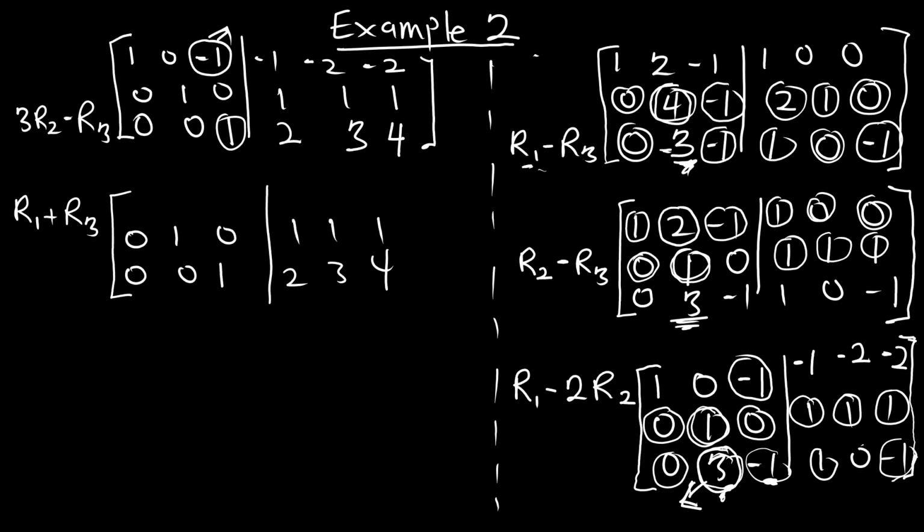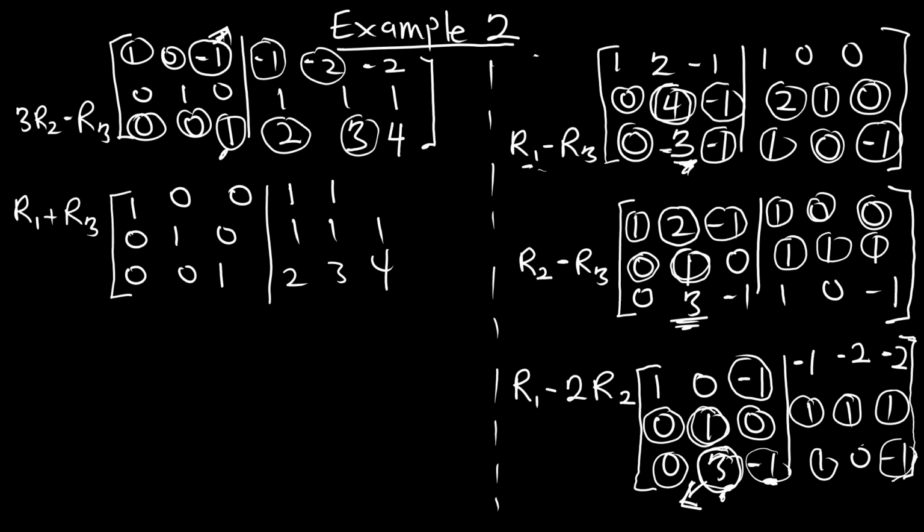On row 1, which is going to be row 1 plus row 3, so 1 plus 0, 1. 0 plus 0, that is going to be 0. -1 plus 1, that is going to be 0. So -1 plus 2, that is going to be +1. -2 plus 3, that is also going to be +1. -2 plus 4, that is going to be +2.